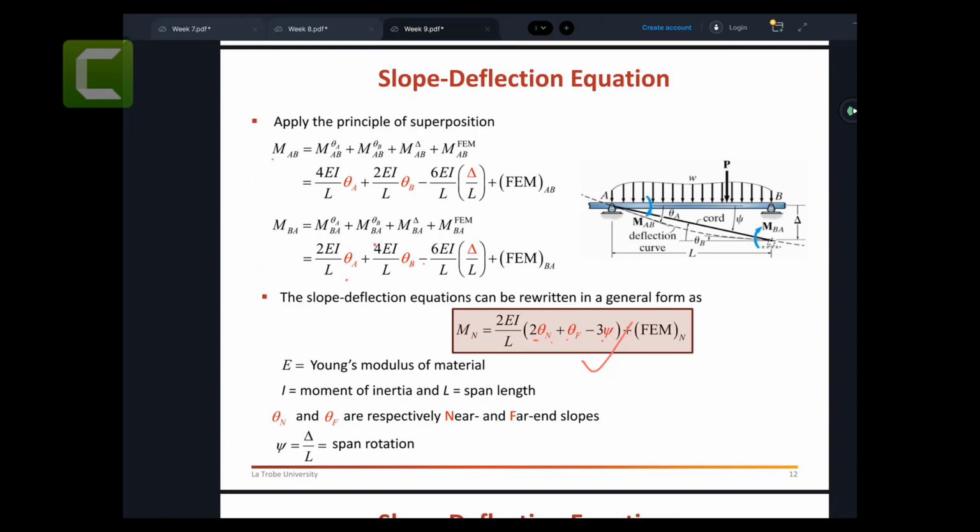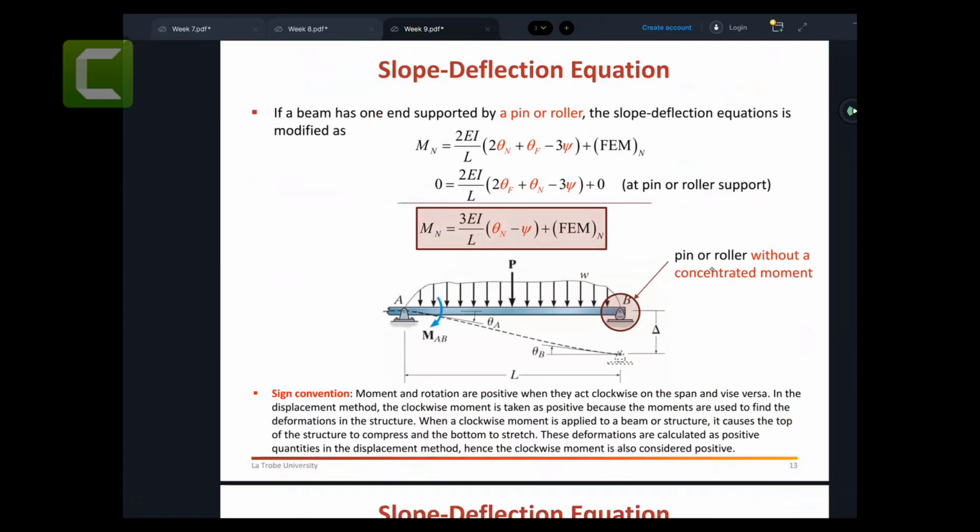That these equations, and this equation is called the slope deflection equation, the relationship between the internal moment, slope, and displacements, because the span rotation psi is delta on L. So this is called the slope deflection equations. The definition of the slope deflection equation is the relationship between the internal moments and slope and displacements, right? Where E is the Young's modulus, I is the moment of inertia, L is the span length, near node, far node, and this is the span rotation.